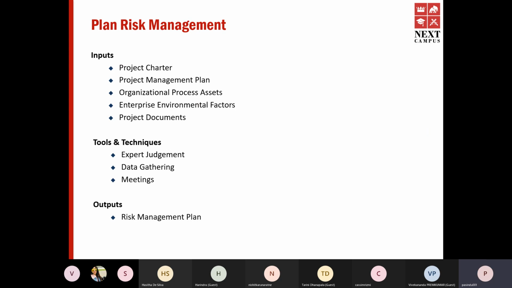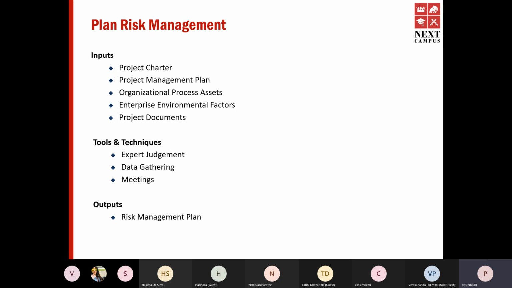When it comes to inputs, tools and techniques, you would use the project charter, project management plan, organization process assets, enterprise environmental factors, and project documents as inputs. Because all of them will have critical information about the project. It would have stakeholder information, financial information, timelines, external interfaces, all that. So with that, you can have a good plan for managing the risks.